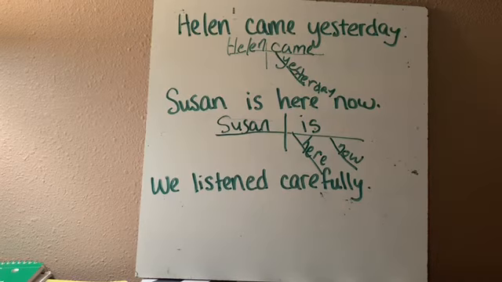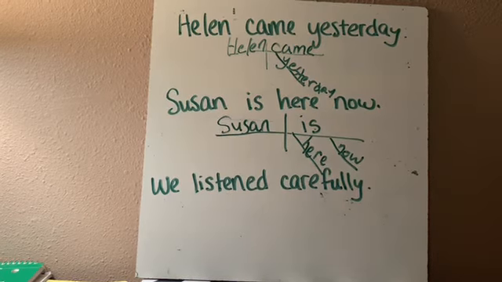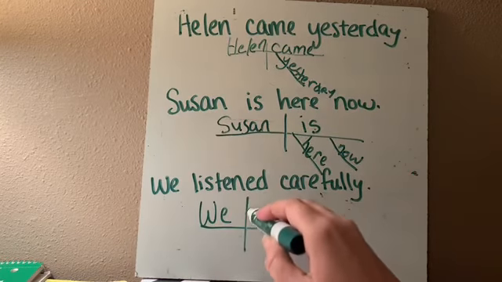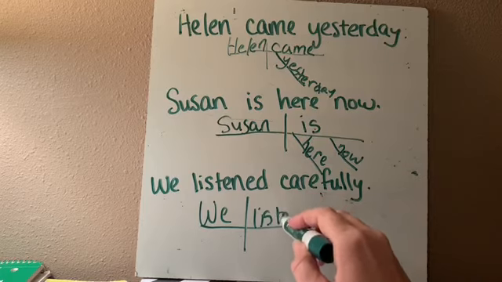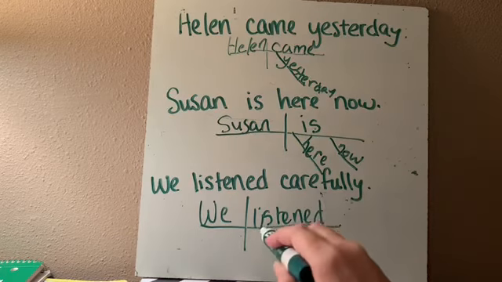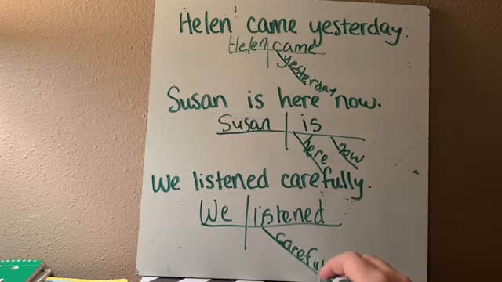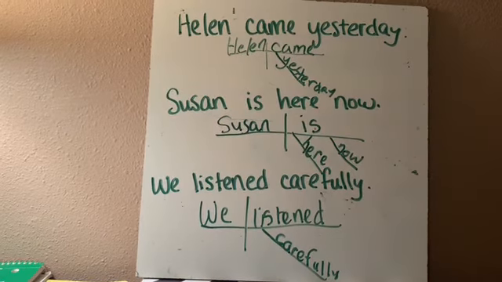All right, last one. We listened carefully. Subject, we. What did we do? We listened. How? Carefully. All right, very good.